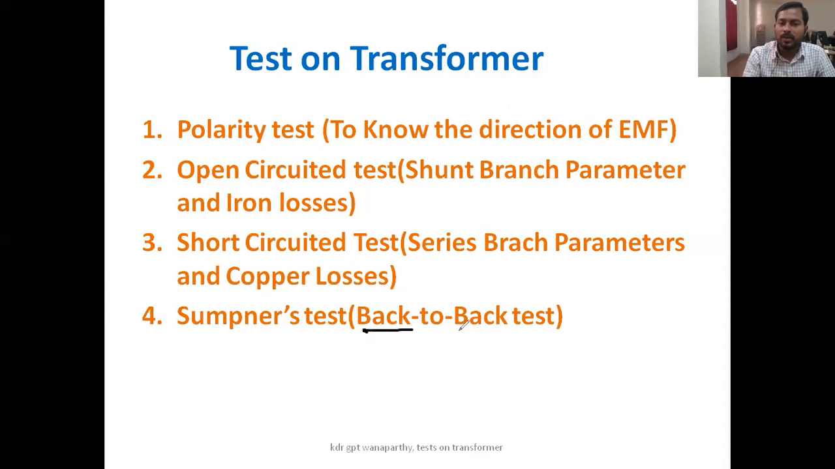Why is it called back-to-back? Two identical transformers are used in this test, which are connected in a back-to-back manner, nothing but a series opposition manner. That's why this test is called a back-to-back test.